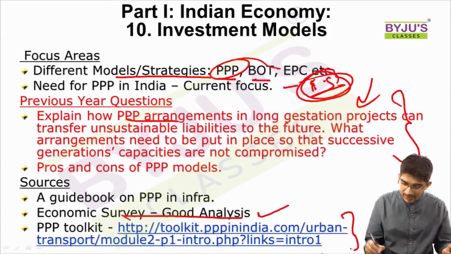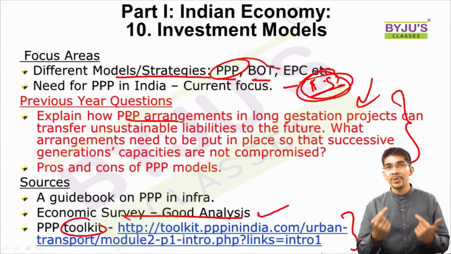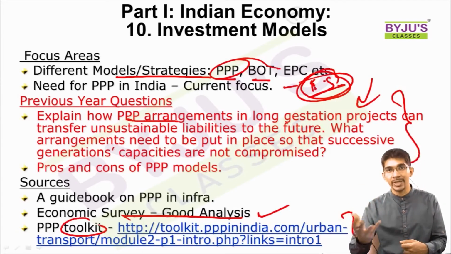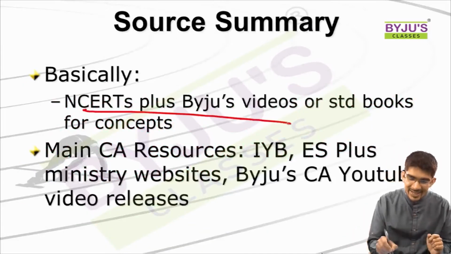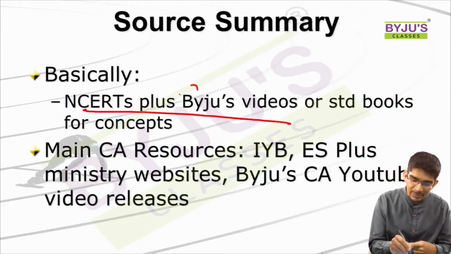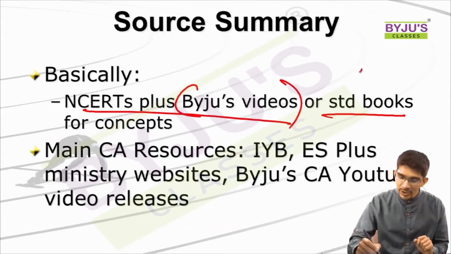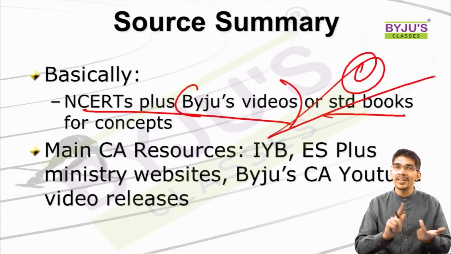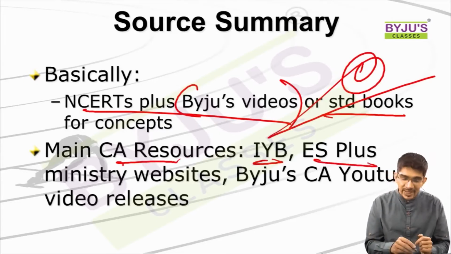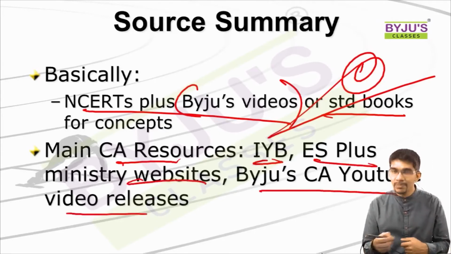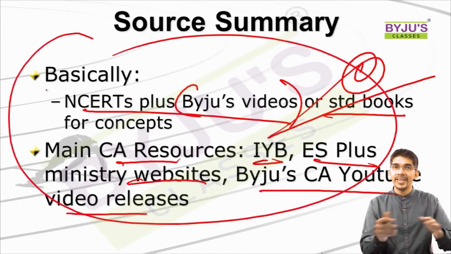And this toolkit, there's a website here, and you can use the website and have a look at the toolkit. This gives an understanding of how to create a PPP toolkit, how the private sector can be brought in and made to understand exactly what is required. So in effect, our sources can be summarized very simply. NCERTs are very important for basic concepts, plus BYJU'S videos for slightly higher level concepts, or standard books will cover the concepts. So concept aspects can be completely covered by NCERTs, the videos and the standard textbooks. And for current affairs, we have India Yearbook, Economic Survey and the ministry websites. Along with that, the BYJU'S classes current affairs video releases will help you keep up to date. So this will cover the entire economy section.